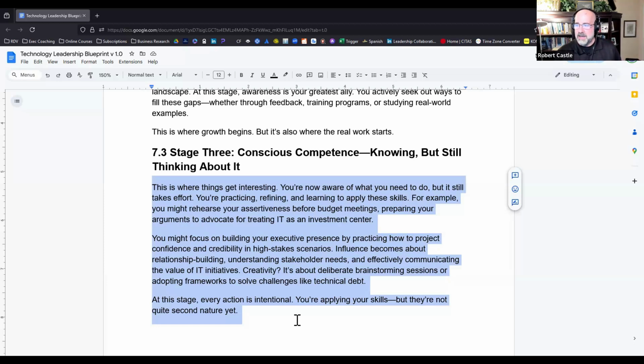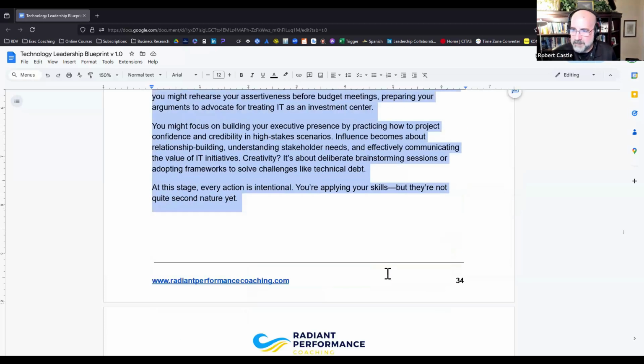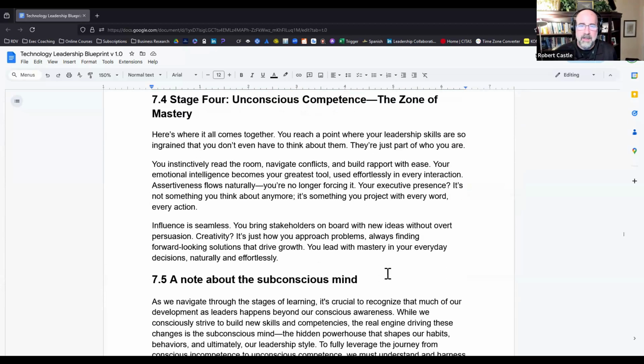scenarios. Influence becomes about relationship building and understanding stakeholder needs and effectively communicating the value of IT initiatives. What about creativity? It's about deliberate brainstorming sessions or adopting frameworks to solve challenges like technical debt. At this stage, every action is intentional and you're applying your skills, but they're not quite second nature yet. Then in stage 4, unconscious competence, or the zone of mastery.